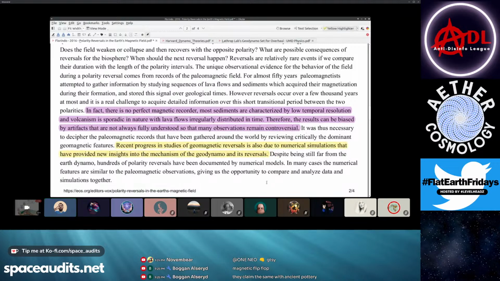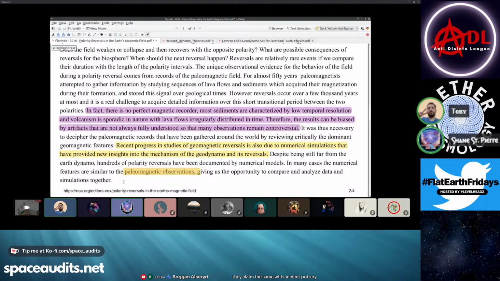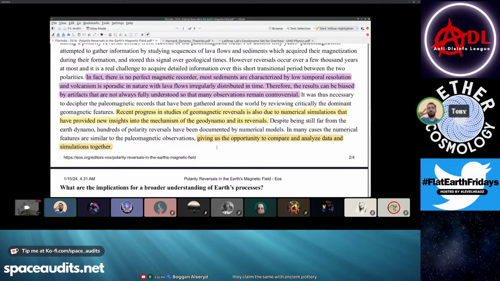Here comes the models. Despite being still far from the Earth dynamo, hundreds of polarity reversals have been documented by numerical models. In many cases, the numerical features are similar to paleomagnetic observations, giving us the opportunity to compare and analyze data and simulations together. What an opportunity! That only happens every now and then by creating it. Is that what they said? And if it's wrong when we do this, then nature was probably wrong.